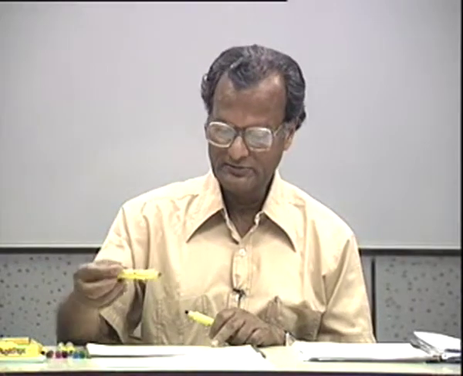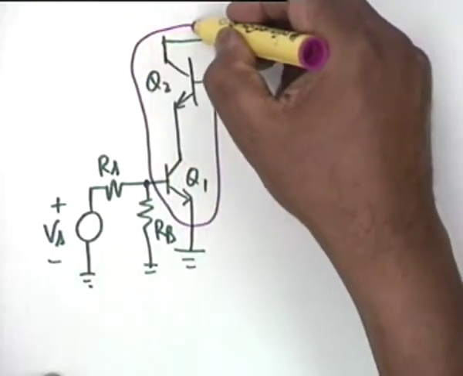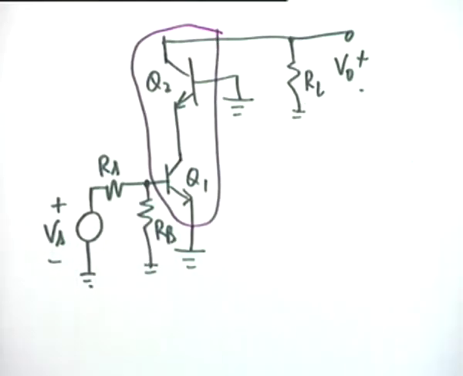This is the configuration, and as I told you, this is available as a chip. You connect things outside to make it into a wideband amplifier. The equivalent circuit using the hybrid pi model we had drawn the previous day, and then we had applied some tricks. Let us look at this equivalent circuit again.